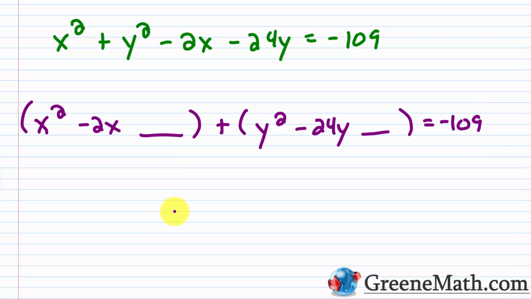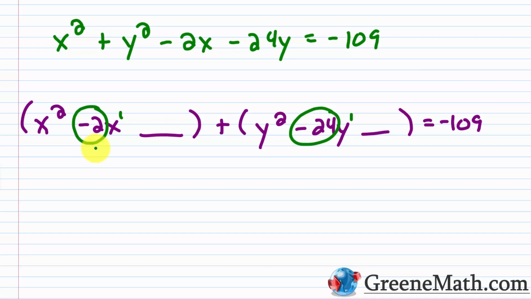Okay, so what I want to do is take the coefficient for each variable raised to the first power. In this case, this guy's raised to the first power, this guy's raised to the first power. So I'm going to have negative 2, and I'm going to have negative 24. I want to cut it in half and then square it. I want to take that value and add it to both sides of the equation.